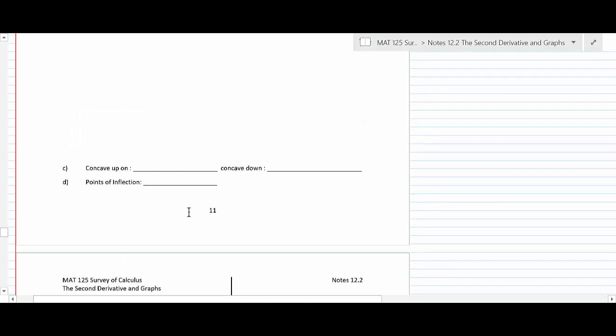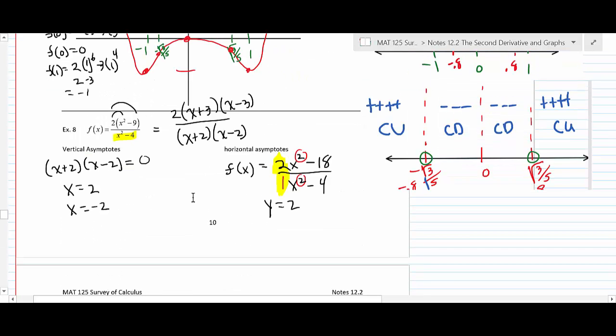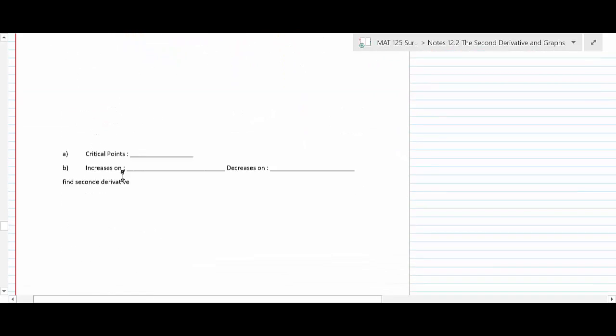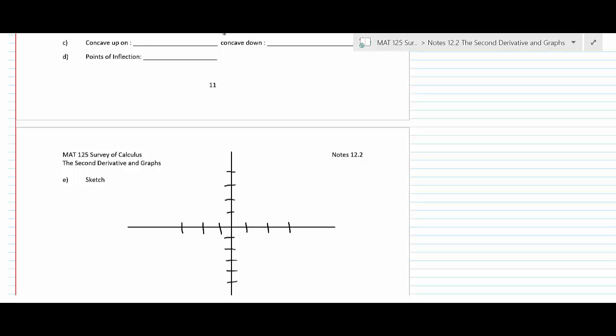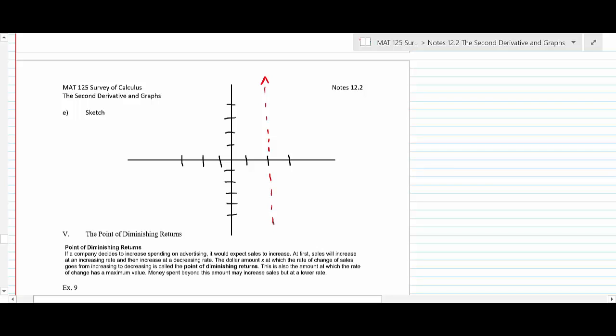Did I write that horizontal asymptote right? Yeah, okay, so we have 2 and negative 2. So what you want to do here is just put a vertical asymptote at x equals 2, put another vertical asymptote at x equals -2, and then the horizontal asymptote is going to be at y equals 2 like that.